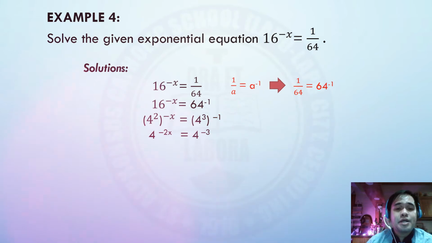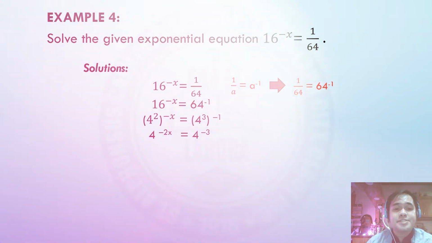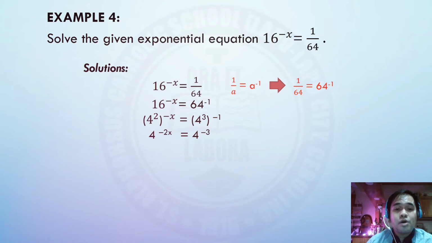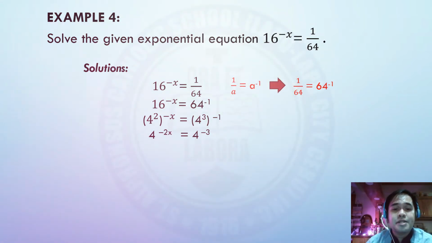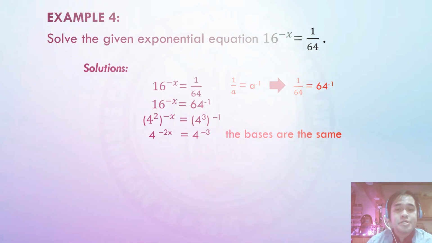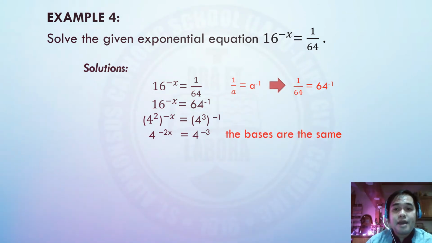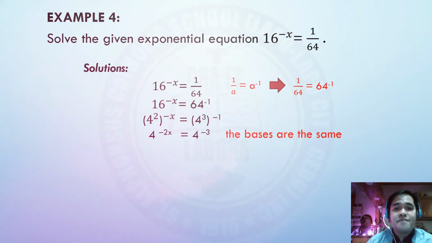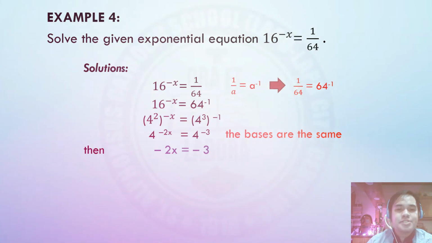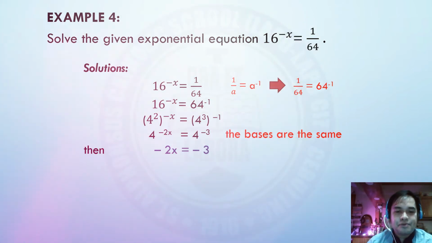So 4 raised to negative 2x, because 2 times negative x is negative 2x, equals 4 raised to negative 3, because 3 times negative 1 is negative 3. So the bases here are the same. Then we are going to use the property of equality of exponential function, in which the exponents of the same bases should be equated, and it is negative 2x equals negative 3.